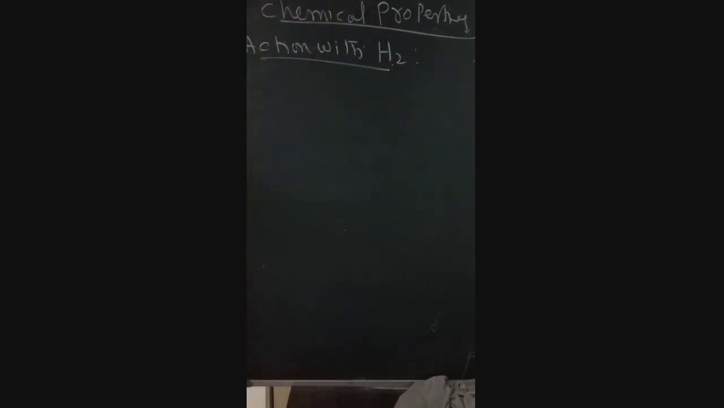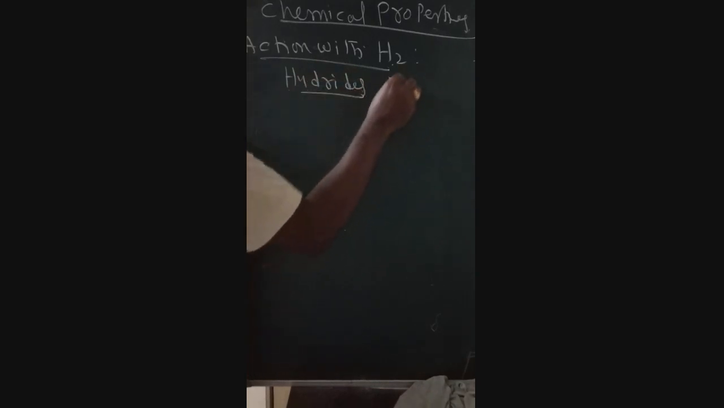So what happens? Action with hydrogen gives formation of hydrides, with the general formula MH3. What is the formula? MH3. The hydrides formed are NH3, PH3, AsH3, SbH3, BiH3. These are called hydrides of 15th group elements. They are named: the first one is ammonia, this is called phosphine, this is called arsine, this is called stibine, this is called bismuthine. These are the formation of hydrides.